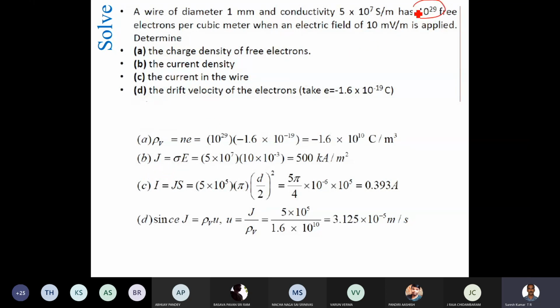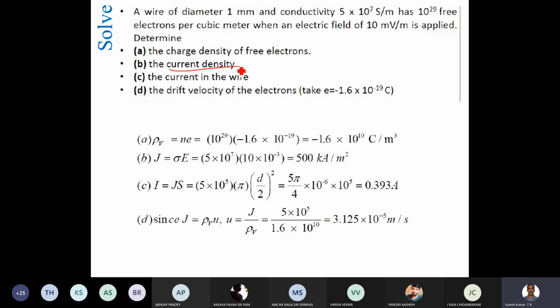In this volume, there are 10 power 29 electrons available, that is 10 power 29 electrons per meter cube. So the total charge density, you need to multiply with the charge of each electron, that is minus 1.6 into 10 power minus 19. So such basic things are required.